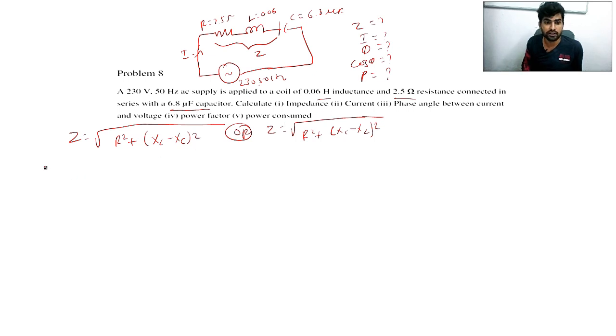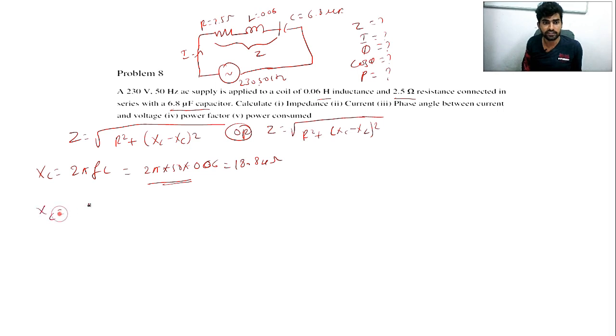We need to calculate XC and XL. So first I'll calculate XL now. XL is equal to what? 2 pi f L. So 2 pi into 50 into L is 0.06, right? So what is the value? Using the calculator, we get 18.84 ohm.